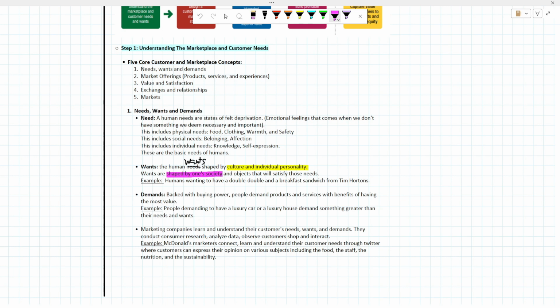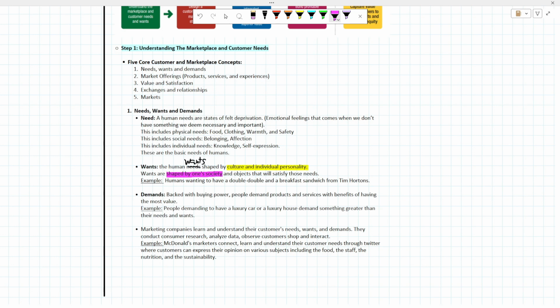So, demands, well, backed with buying power. People demand products and services with the benefits of having the most value. An example of this is people demanding a luxury car or a luxury house. They demand something greater than their needs and wants. And this comes after your needs and your wants because it's more about how humans tend to become, we're never satisfied with things.